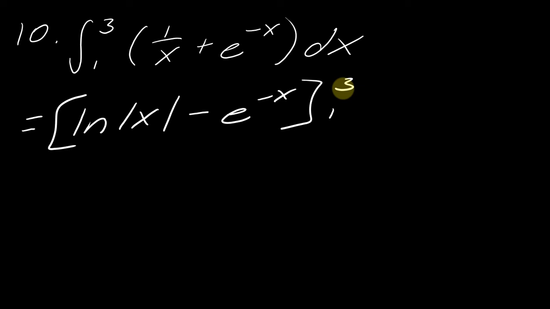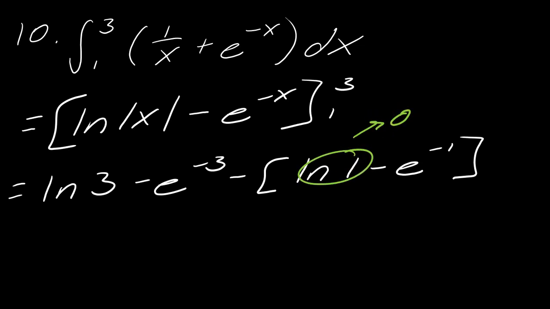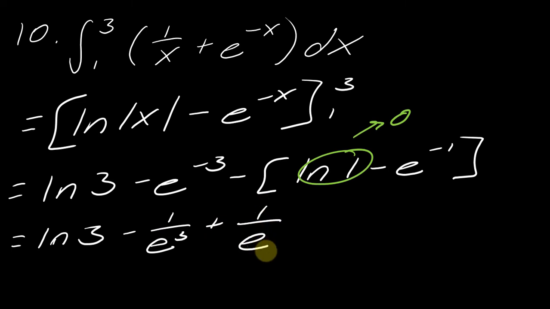So let's go ahead and work this out then. This becomes the natural log of 3 minus e to the negative 3rd. And then it would be this minus the natural log of 1 minus e to the negative 1st. Now, the natural log of 1 is just 0. So this becomes the natural log of 3 minus 1 over e to the 3rd plus 1 over e. So that would be the answer.